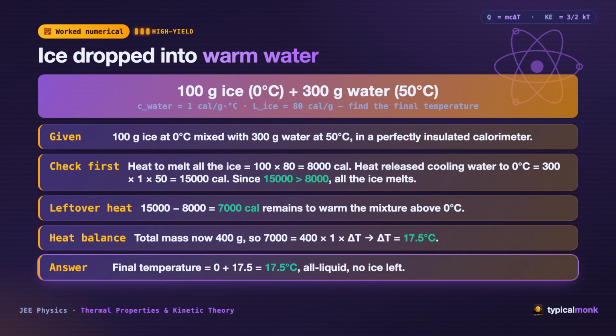Step 5. The final temperature equals 0 plus 17.5. So 17.5 degrees Celsius, fully liquid with no ice left. Notice the method: check first, then balance. That single habit solves every calorimetry problem JEE can ask.